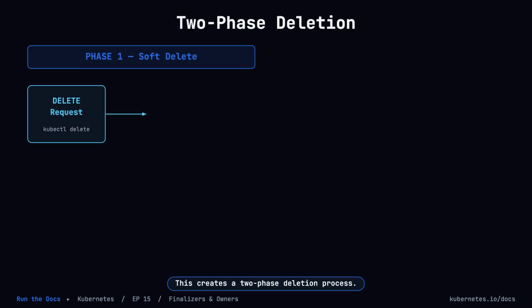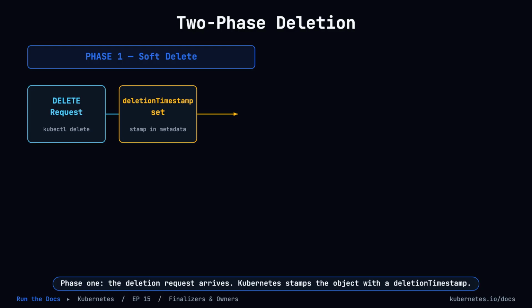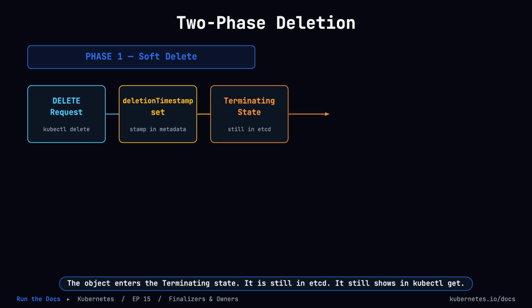This creates a two-phase deletion process. Phase 1, the deletion request arrives. Kubernetes stamps the object with a deletion timestamp. The object enters the terminating state. It is still in etcd. It still shows in kubectl get.